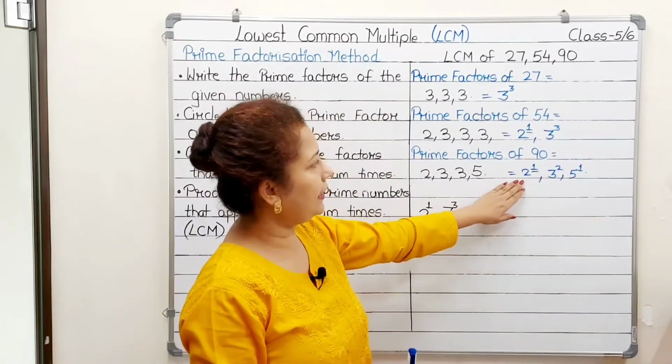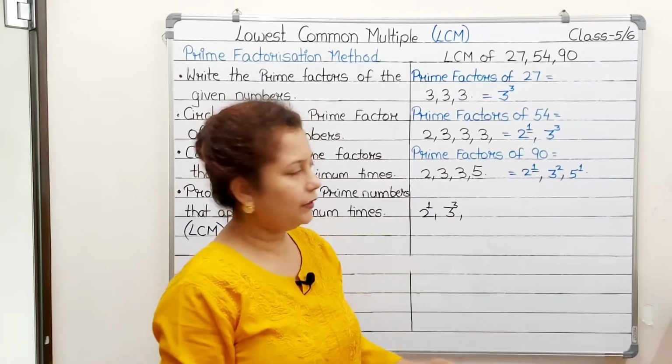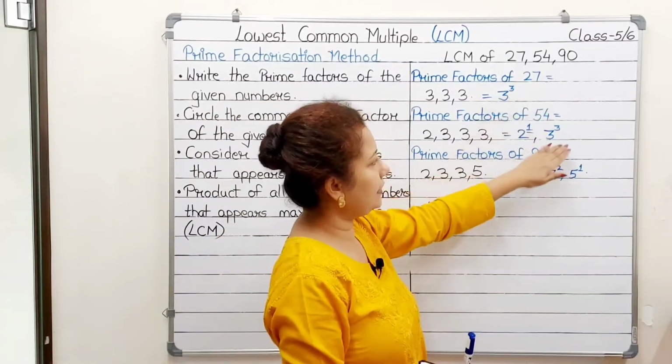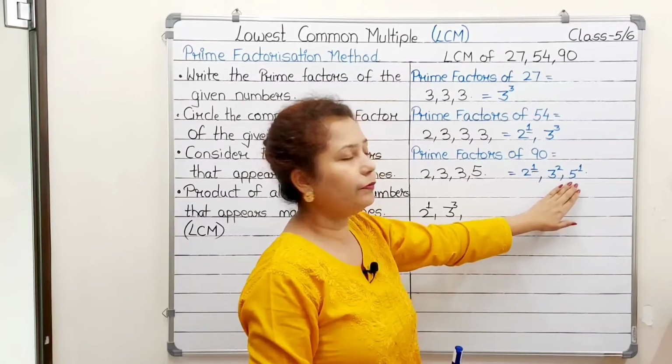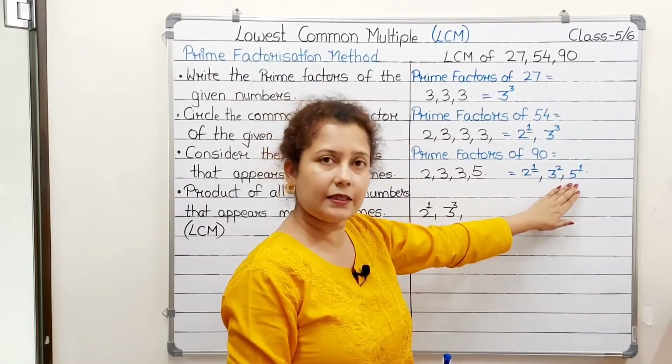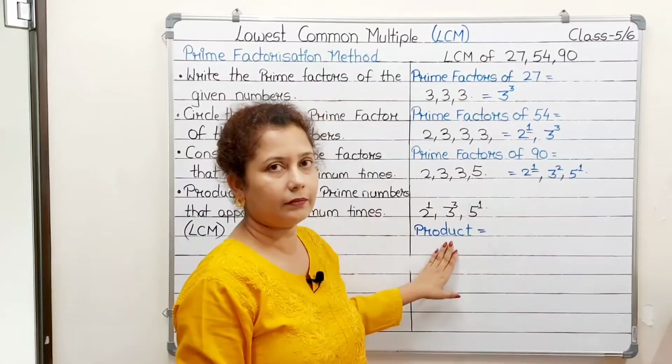Next, we will take the next prime number, which is 5. So 5 is not present in first two numbers, but it is present in the third number. So it is present once. That is the maximum time it is present.